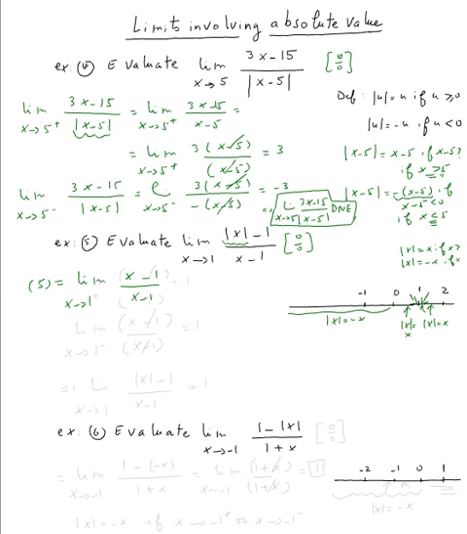So if you're approaching from the right side, the absolute value is equal to x, and then you simplify, you'll get 1. And if you're approaching from the left side, the absolute value of x is still equal to x, and then you simplify and you still get 1. So therefore, the limit of the absolute value of x minus 1 over x minus 1 as x approaches 1 is equal to 1. In example 6, it's the same problem, just written a different way. I did it on purpose to show you.